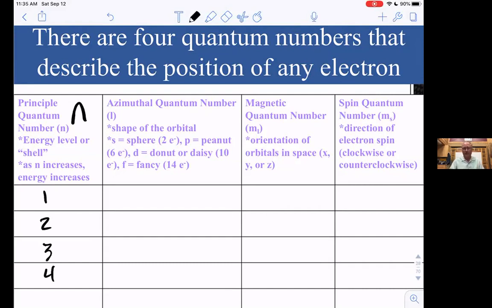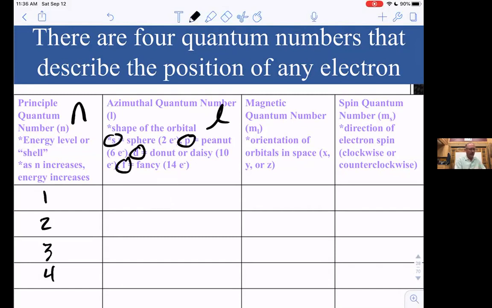The azimuthal quantum number tells you the shape of the orbital that electron is located in. So, and it is represented by the letter L. And it tells you its shape. So the shapes that it can represent are S, P, D, or F, and we'll revisit those in a little bit. But the spherical or S-shaped orbital is represented by the letter 0, or the number 0. And so in the first energy level, you can only have S-shaped orbitals. But the values for L go from, this is kind of messy. Let me just write it on here and then I'll erase it.